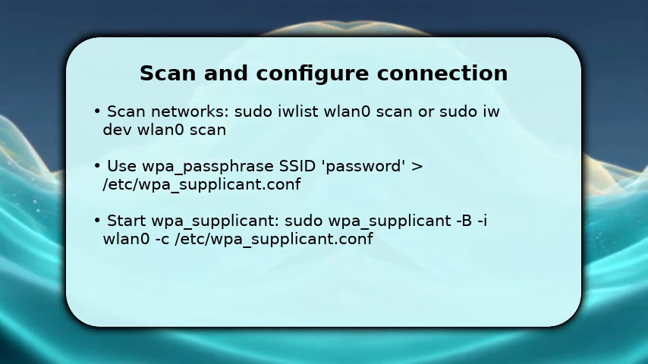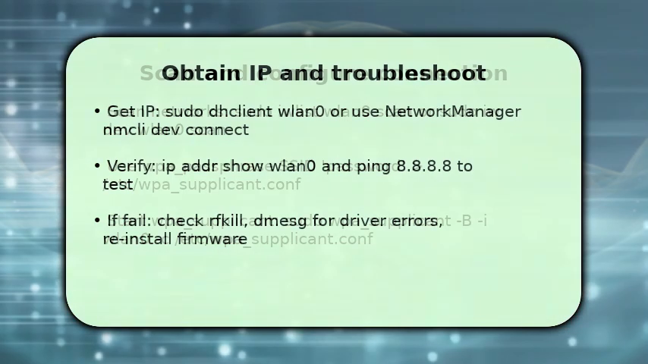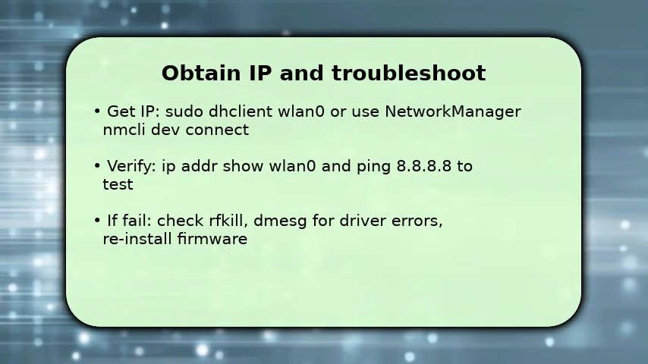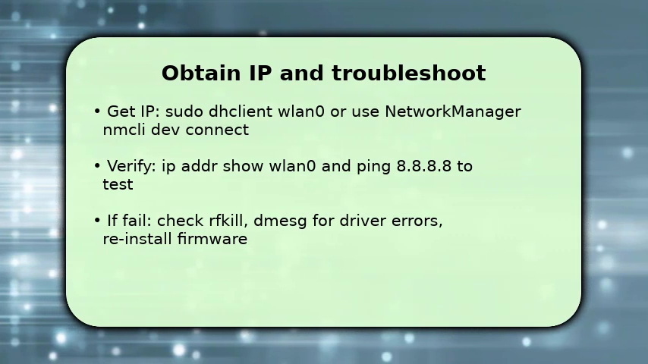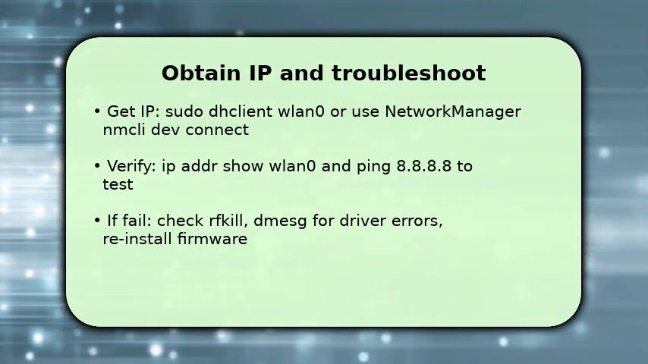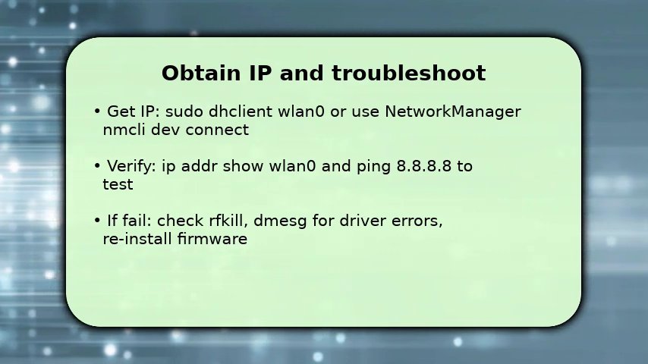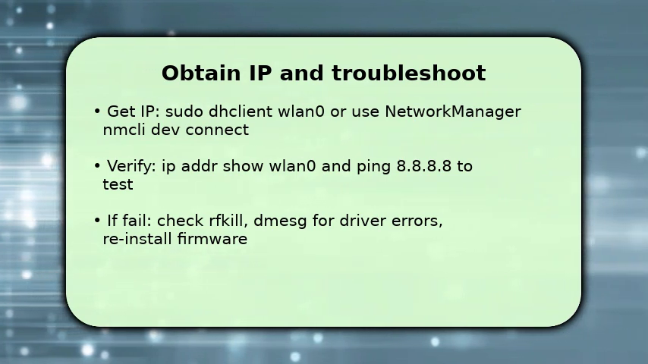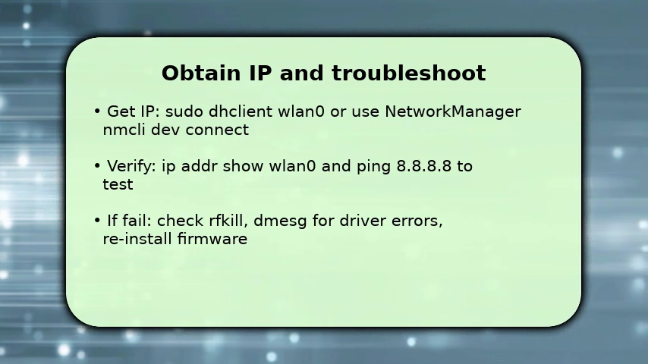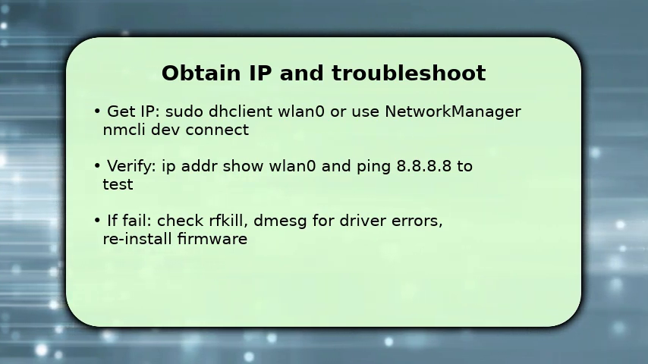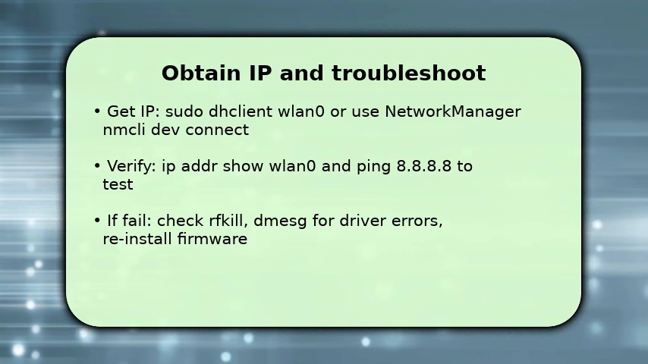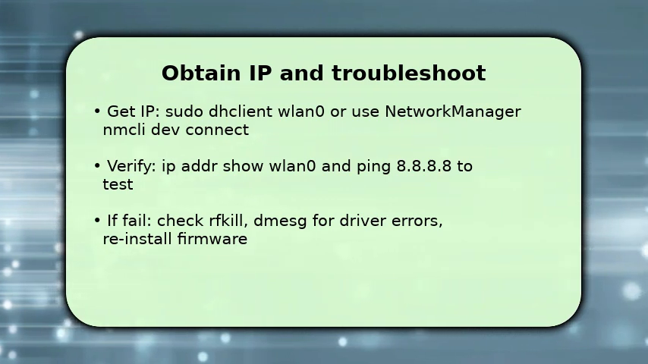After that, request an IP address. Finally, obtain an IP and verify connectivity. Run sudo dhclient wlan0 or use nmcli to connect via Network Manager. Check ip addr show wlan0 and then ping 8.8.8.8 to confirm routing.